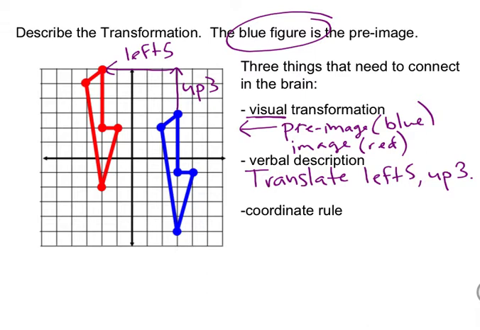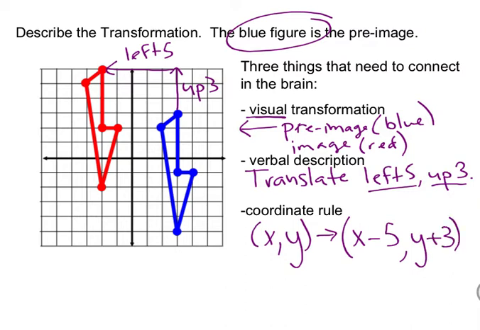You need to be able to connect the picture with that description. Also, you need to connect both of these with the coordinate rule, showing that x, because we're going left 5, it's x minus 5. And since we're going up 3, it's y plus 3.